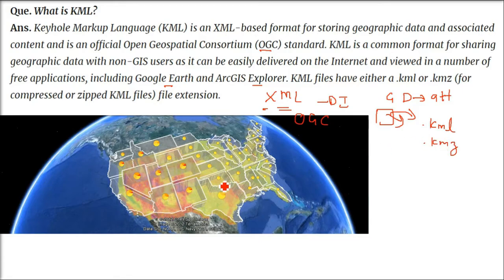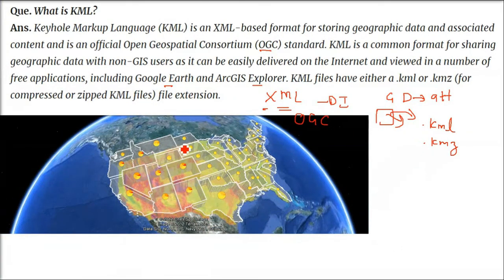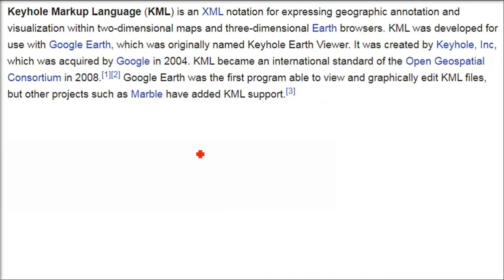So these are basically the shapefiles. This is a globe, if you see, and over this we are showing shapes, and you can even see the 3D version of these shapes. These are basically polygons, points only. So KML is an XML notation to express geographic annotation, and you can show it on 2D maps and 3D maps, browsers and applications.